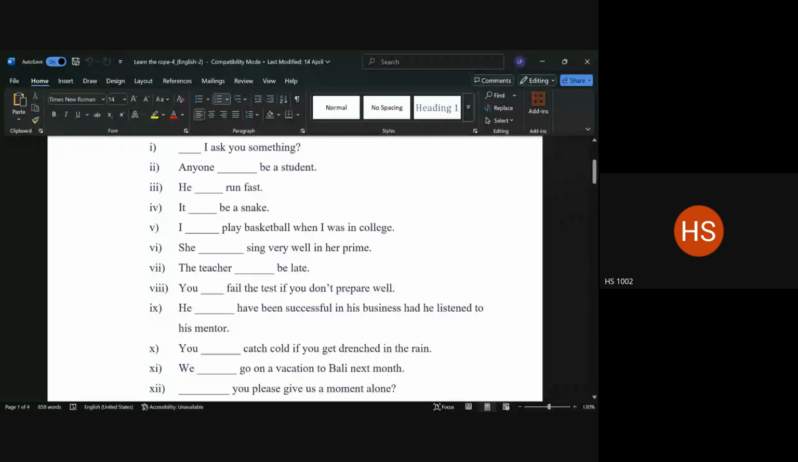If you're given some context or premise, there is another option which can fit this. What could it be? Shall or should? We use ought to. Shall or should? No, not shall, should, or ought to. It ought to be a snake?